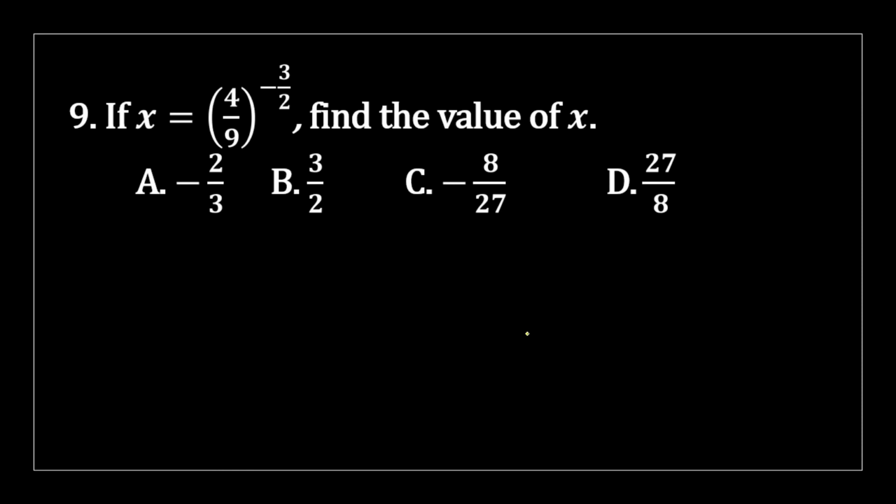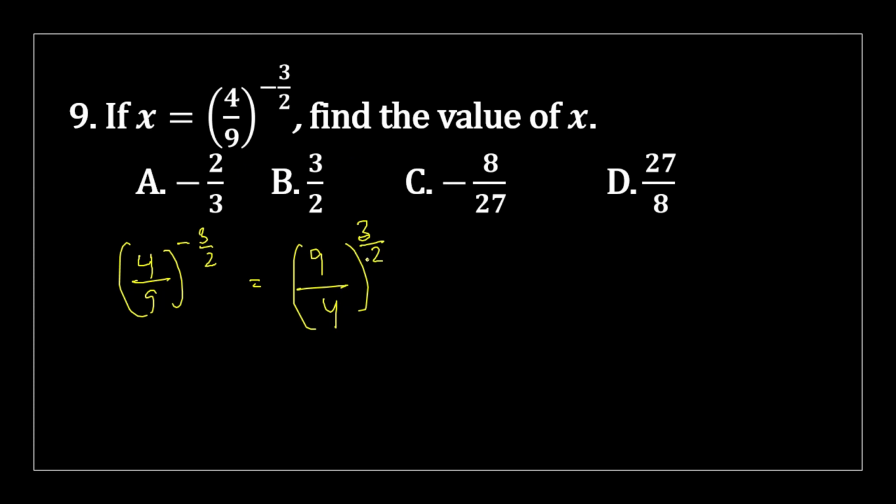Number 9. If x is equal to 4 over 9 raised to negative 3 halves, find the value of x. Now, any number raised to a negative number, we just need to get the reciprocal of it. For example, 4 raised to negative 1 is equal to 1 over 4. Or x raised to negative 2 is equal to 1 over x raised to 2. So in this case, we're going to get the reciprocal: 4 over 9 raised to negative 3 over 2 is equal to 9 over 4 raised to 3 over 2.